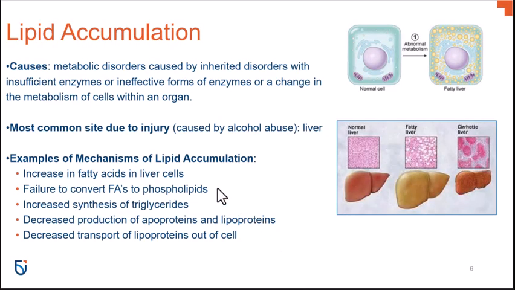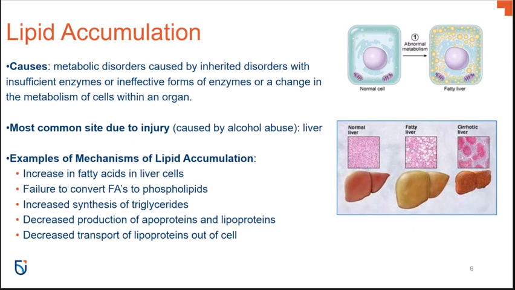I've discussed lipid accumulation already, but I'm going to elaborate a little bit more on this slide with a few comments that are review. Now, the first part I've talked about a little bit, where metabolic disorders can lead to accumulation. Metabolic disorders specifically caused by inherited disorders where there could be insufficient enzymes or ineffective forms of enzymes. Maybe there's a change in metabolism of the cells within an organ, and we can see abnormal metabolism occurring here, leading to the buildup of lipids within the cell, in this case, the hepatocyte.